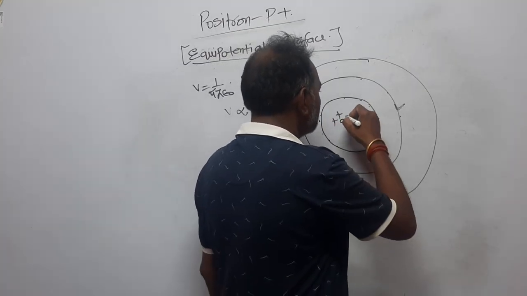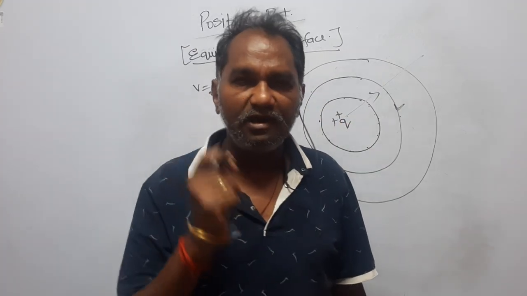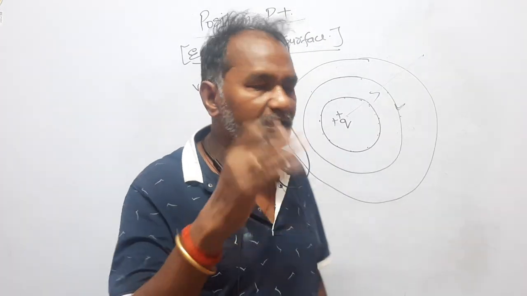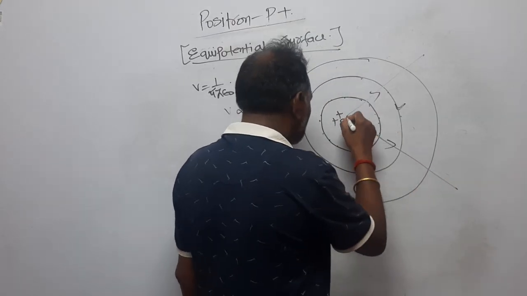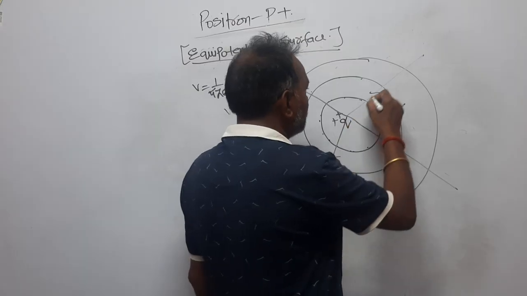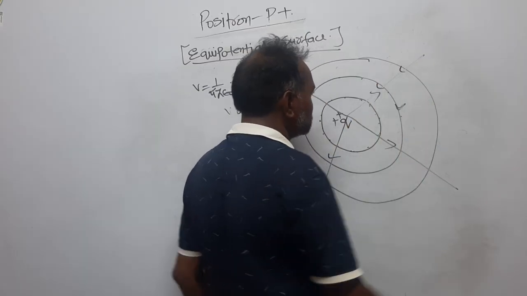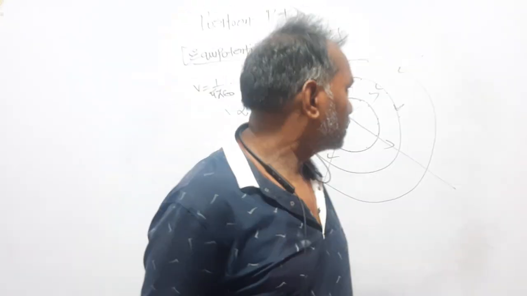If you draw the field lines, because it's a positive charge, field lines begin at the positive charge and go towards infinity. Now look here, dear student, these field lines will cut this equipotential surface normally. It means field lines always intersect the equipotential surface normally, right?